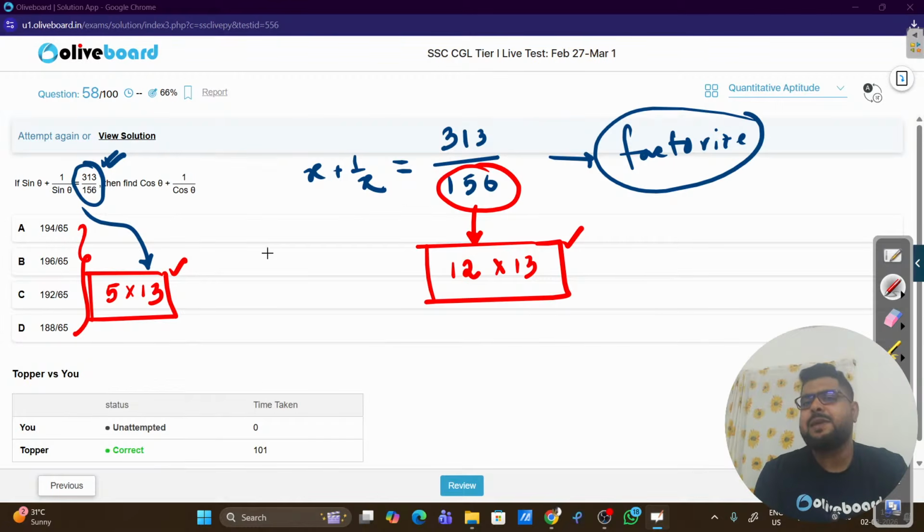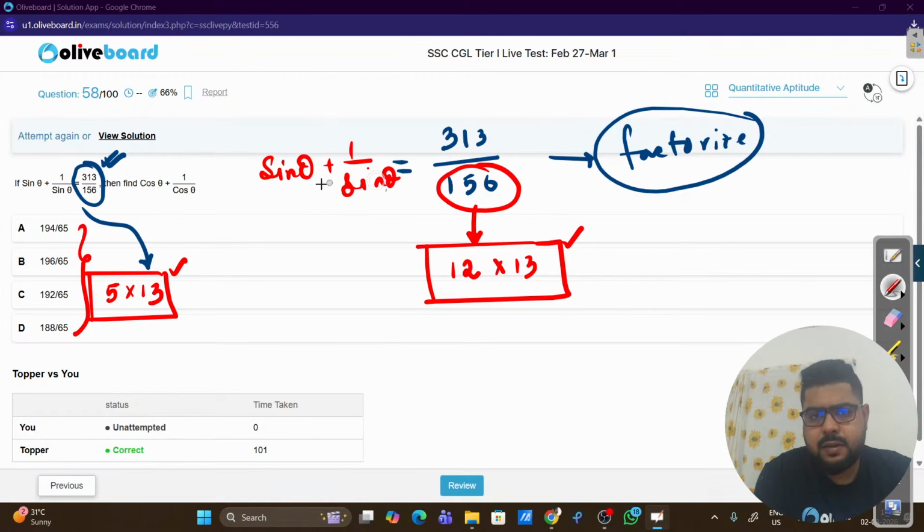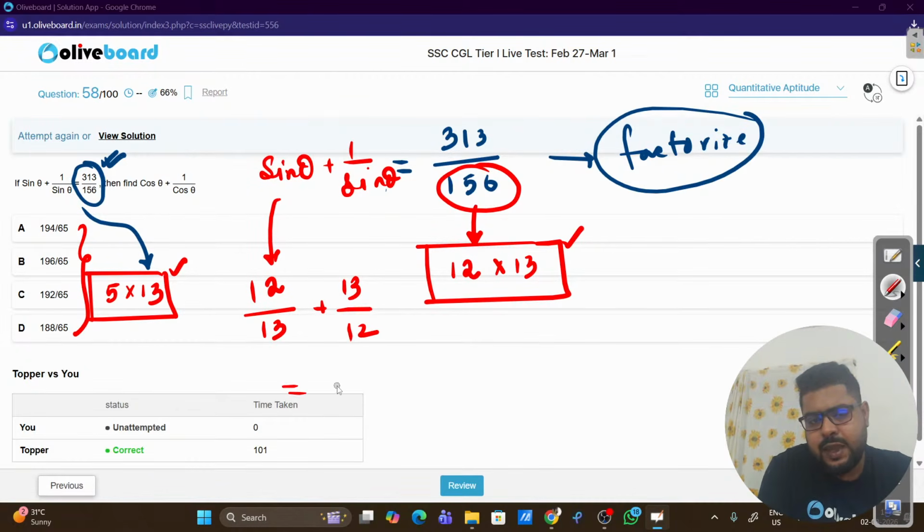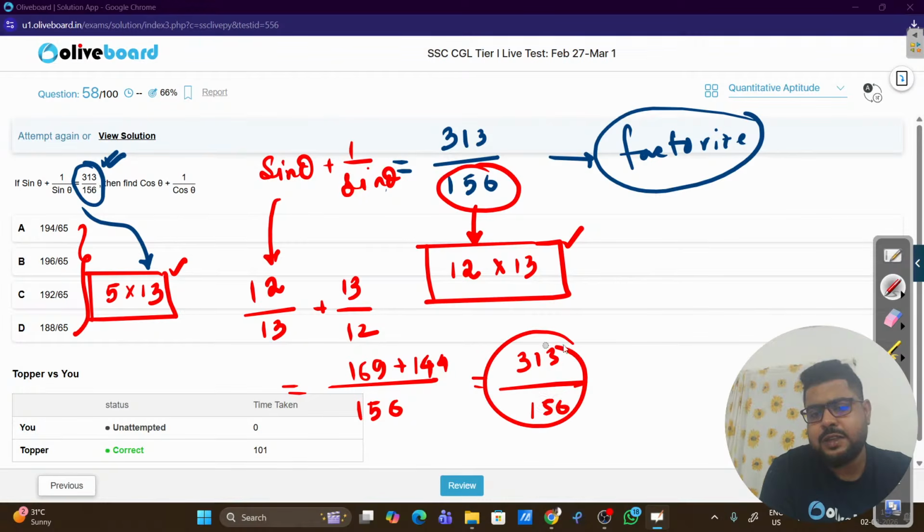So most probably, sir, if I just go with this, my sine theta, because x is nothing but my sine theta, I'm just writing it here, can be 12 by 13. So 1 by sine theta will be 13 by 12. So if you calculate, this is going to be 12 square plus 13 square, 169 plus 144, 313. So I just got my value.